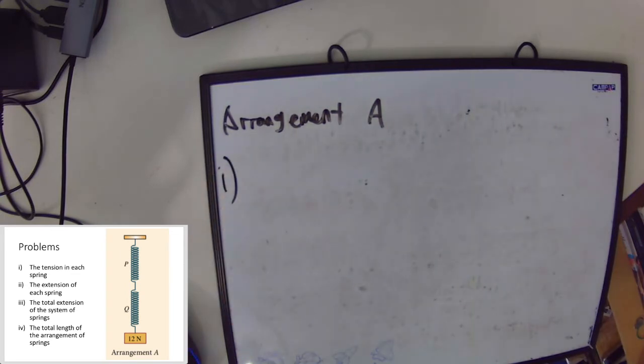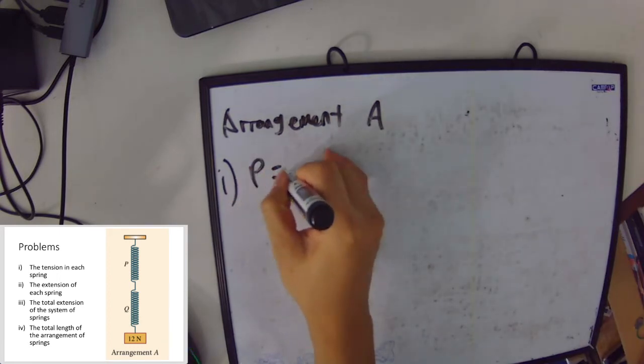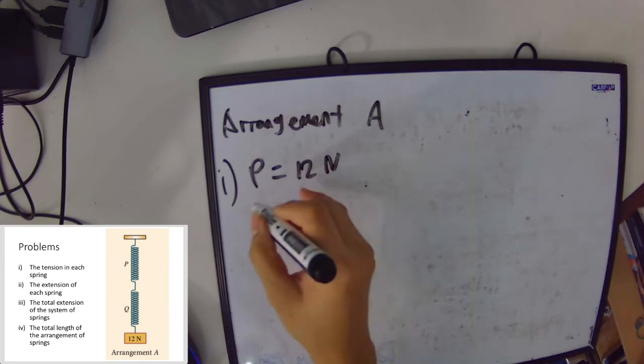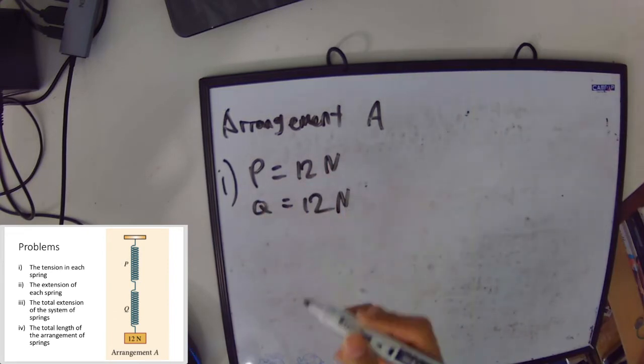Okay, I've already mentioned this. If the springs are arranged in series like this, each spring will carry the same tension. You do not need to divide, because the two springs have to carry 12 newtons. So for number one, that's easy. Just say 12 newtons. So P is 12 newtons, and Q is also 12 newtons. Both springs are experiencing a tension of 12 newtons.